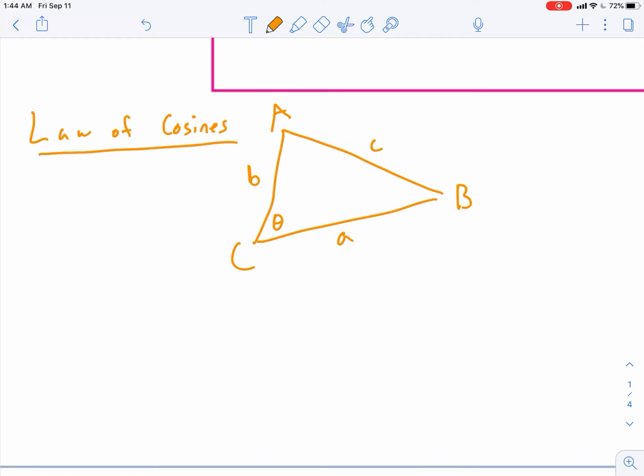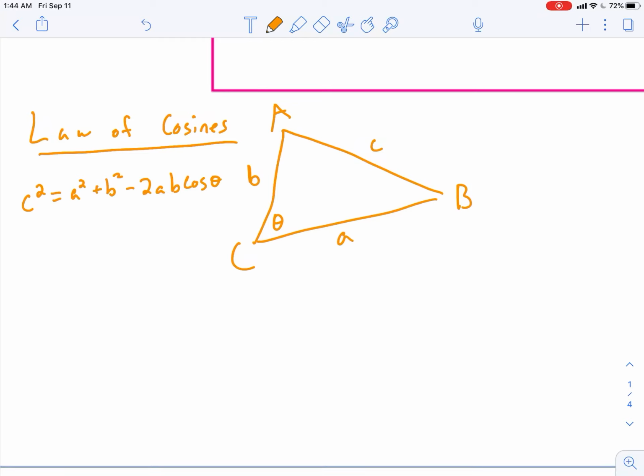And so the law of cosines says that I can take c squared, and that's going to be equal to a squared plus b squared minus 2ab cosine of theta. All right. And that will allow me, if I know what a, b, and c are, if I know the distances of those sides, then I'm able to find the angle that's in between sides a and b.